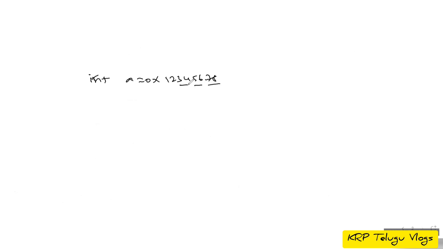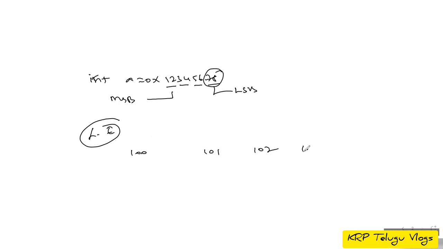It is like little endian to begin with. See, if I have int a equal to 0x12345678, this is 1 byte, this is 1 byte, this is 1 byte, and this is 1 byte. Correct? This is the least significant byte, LSB, and this is the most significant byte, MSB. In a little endian machine, the least significant byte will be stored first in the starting memory location. For example, my memory starts from 100, 101, 102, 103.